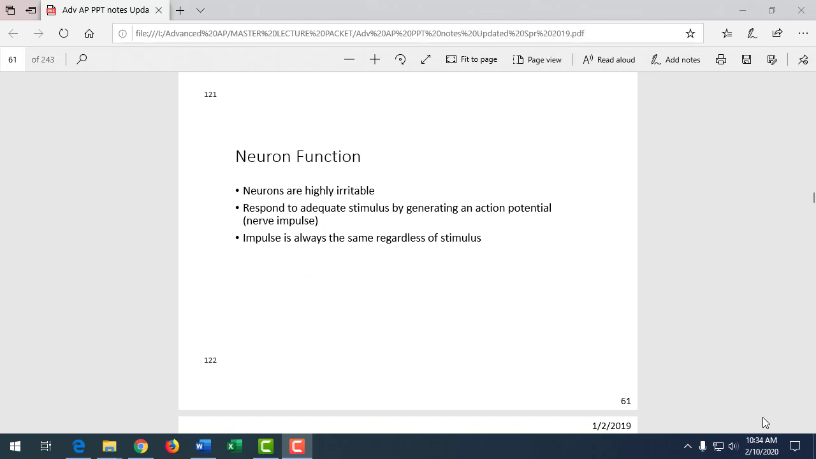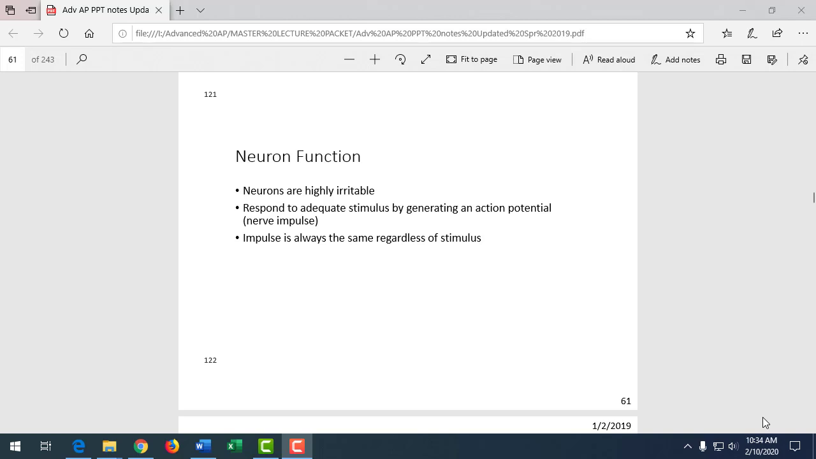So first concept is, what makes nerve cells special? What makes nerve cells special is that they're irritable. Irritable, which means they can respond, they can change their resting membrane potential with a stimulus. So if they're stimulated, they can change their resting membrane potential. And I don't know if you remember what resting membrane potential means, but that just means the charge, the balance of ions across the membrane.